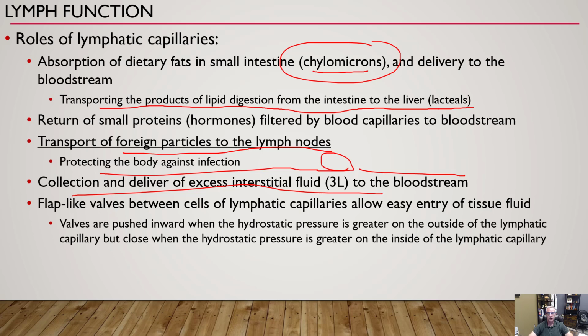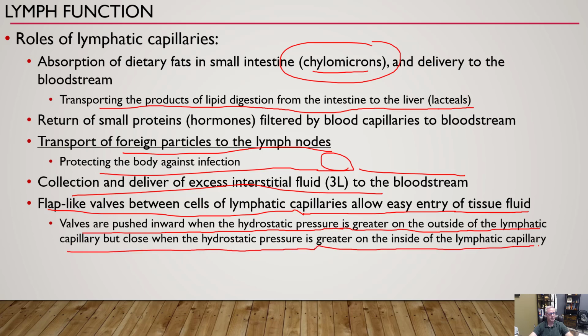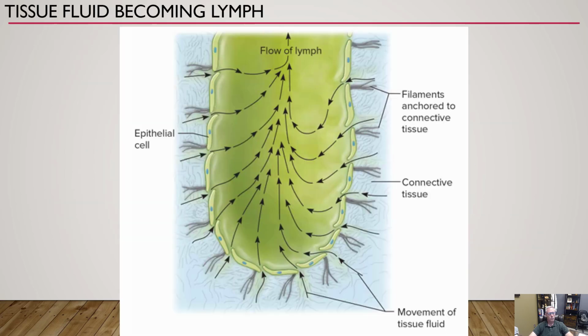And then we have these flap-like valves between the cells that we haven't really talked about. We'll see a picture of these in the next slide, but this is how lymph, or the interstitial fluid, gets into the lymphatic capillaries. These valves are going to be pushed inward when the hydrostatic pressure is greater on the outside of the lymphatic capillary, but closed when the hydrostatic pressure is greater on the inside of the capillary. All right, so what does that mean? So we'll look at this slide.